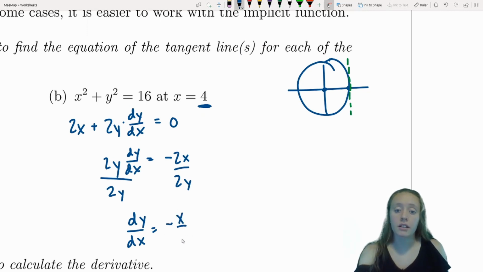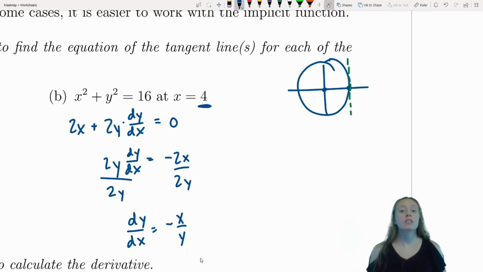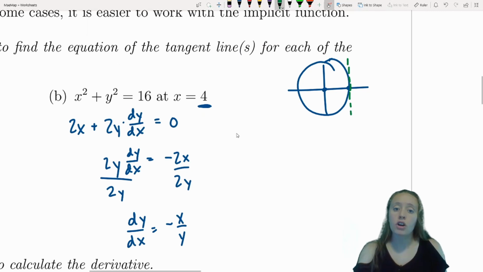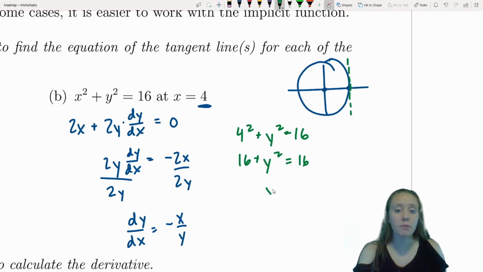Now remember, for a tangent line, I need the slope at the point and I need the point itself. So when x equals 4, what is my y value? When x equals 4, I'll have that 4 squared plus y squared equals 16. So I'll have that 16 plus y squared equals 16. Subtracting 16 from both sides, I'll get that y squared equals 0. And the only way to solve this, taking that square root, means that y is indeed 0.